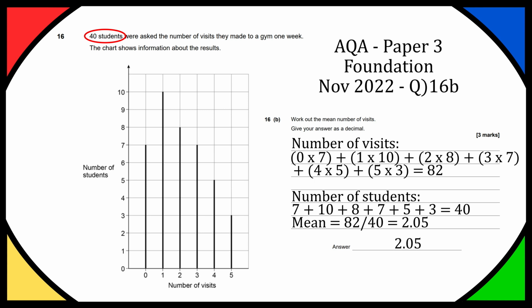And what we're basically doing here is just finding the average number of visits per student for the week. So on average, a student visited 2.05 times. Obviously it wasn't 2.05 visits for each student, but this is the mean or the average.